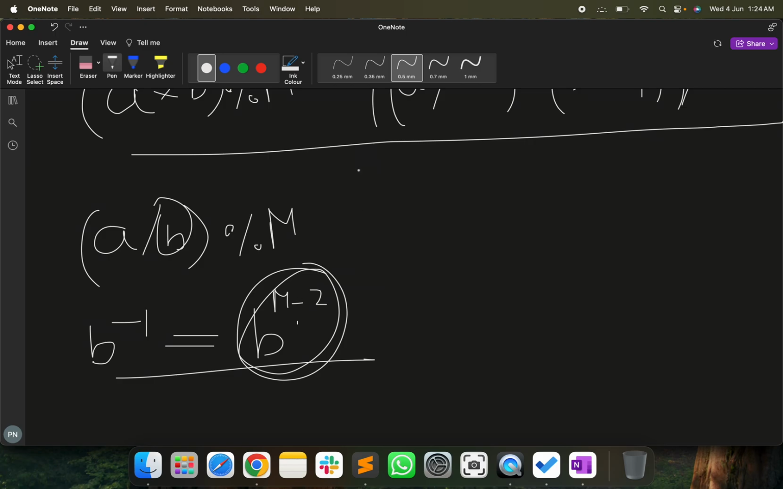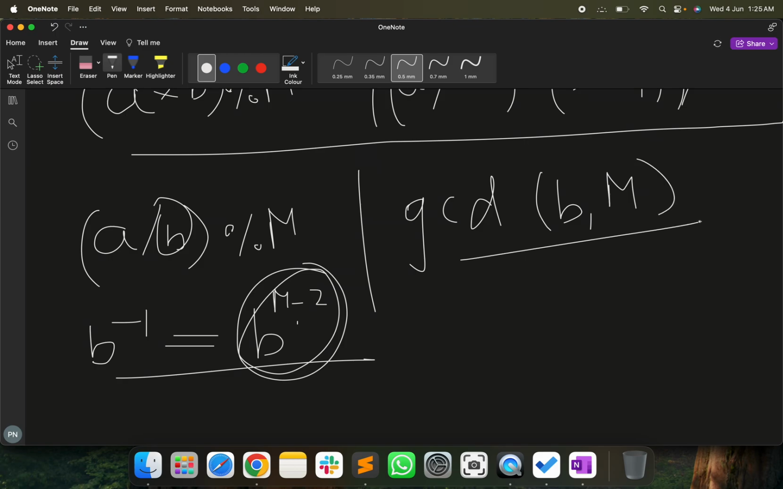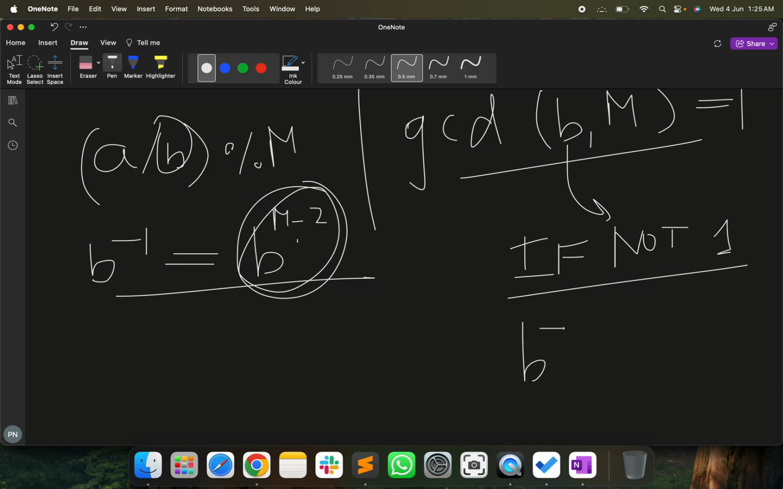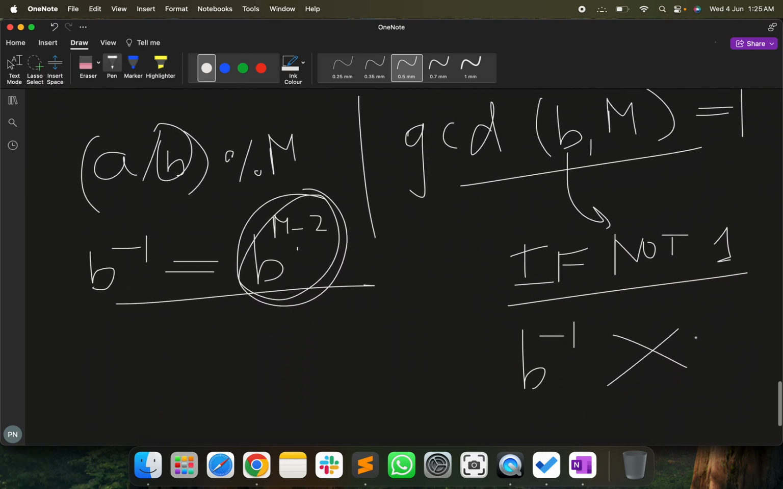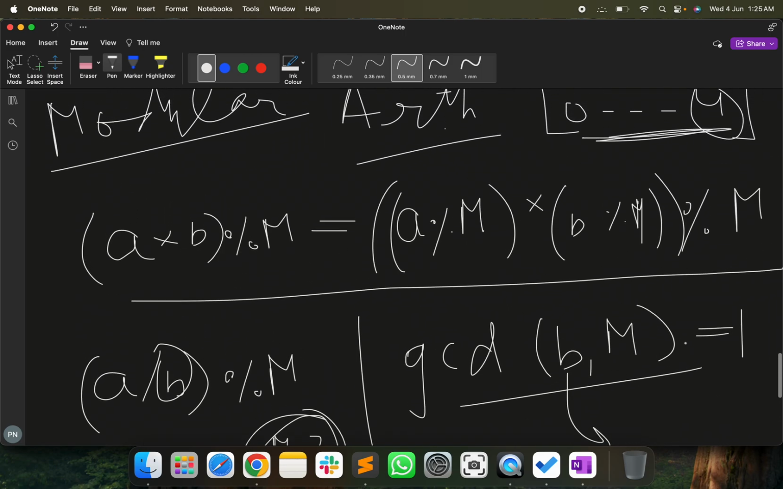The other thing you have to remember is that GCD of b comma m should always be 1. If the GCD of it is not 1, then b inverse does not exist. This is a very important thing that you should all know. Now there's nothing much for us to do. We just have to code the entire thing.